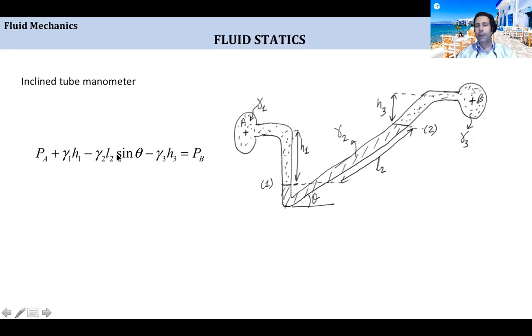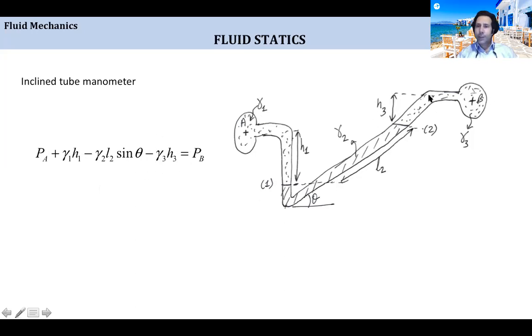So we have negative, and this time our manometer fluid is two, so specific weight of two, gamma two, times the vertical distance of L2 sine theta. Now we are at this point. We want to move up to this point, right? So this is the next step. Since we are moving up, again, we are subtracting. This time our specific weight is gamma three and the vertical elevation difference is H3. So we are subtracting gamma three H3 here.